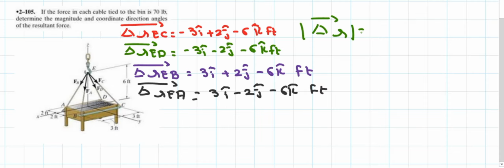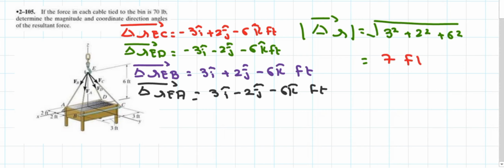The value is delta r magnitude, which is equal to the square root of x square plus y square plus z square. So x is 3, y is 2, and z is 6. So grab the calculator, put the values into it, and solve it for the magnitude of the position vectors. The magnitude of the position vectors is nothing but 7 foot. Now, this is our second step.